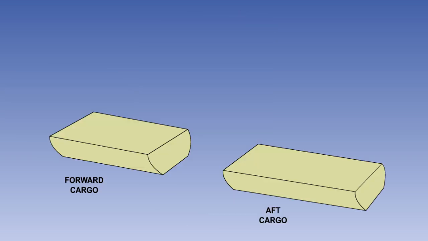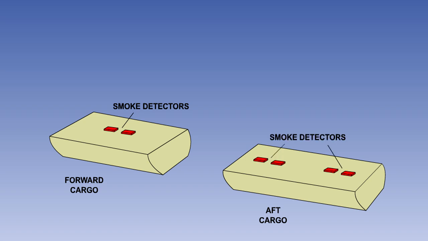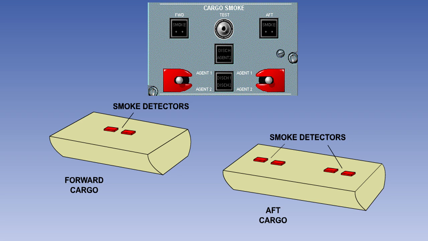One of the primary uses for optical smoke detectors is in cargo compartment smoke detection systems. Cargo compartment smoke detectors are usually fitted in pairs to help prevent spurious warnings, both detectors needing to sense smoke before a warning is given. If the compartment is large, a number of pairs of detectors may be used. A typical cargo compartment and smoke warning panel is shown here.